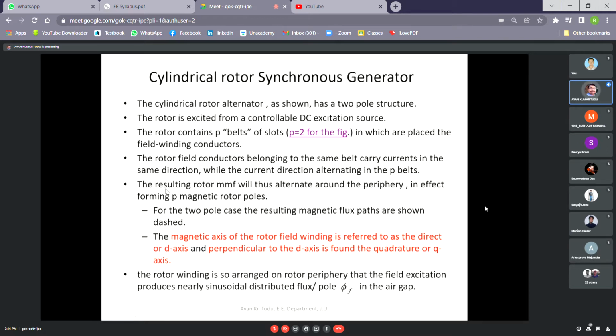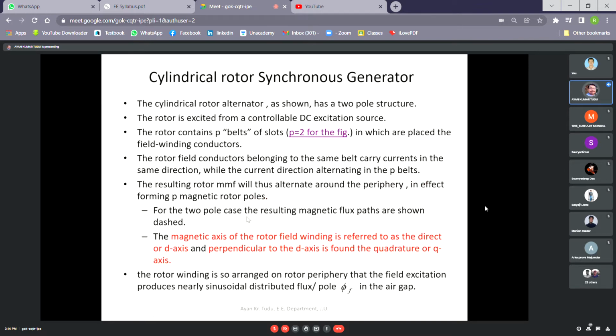So what will happen is that the resulting rotor MMF will alternate around the periphery, in effect forming P magnetic rotor poles.